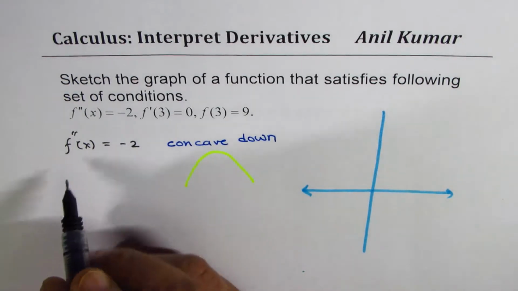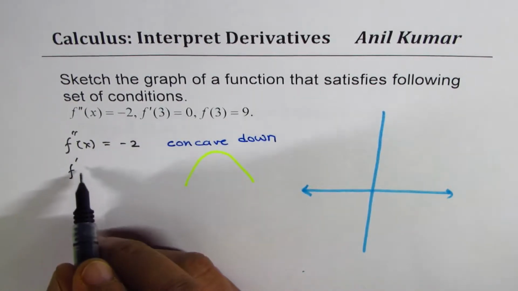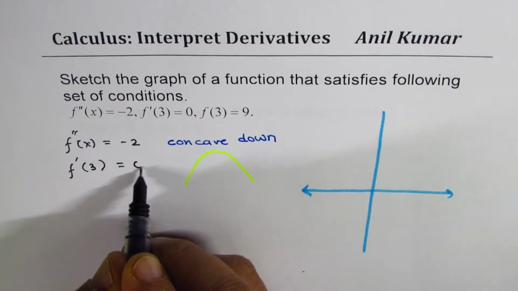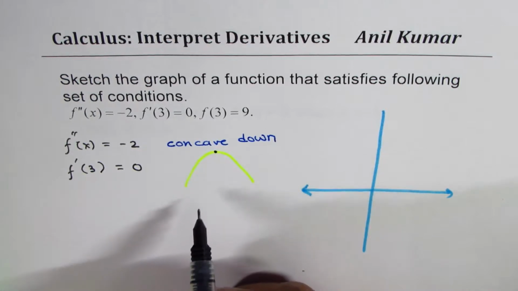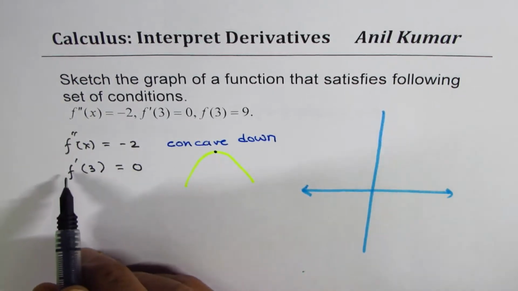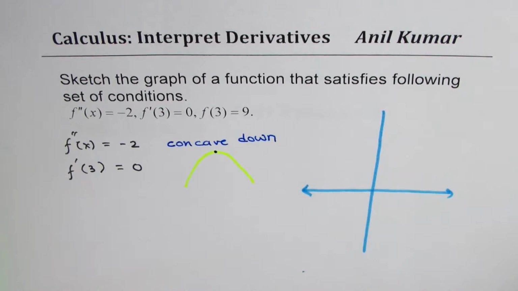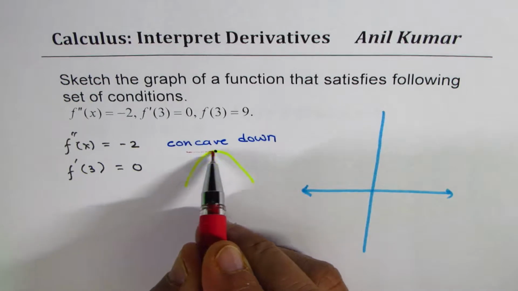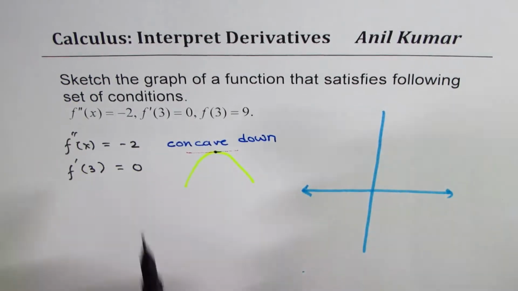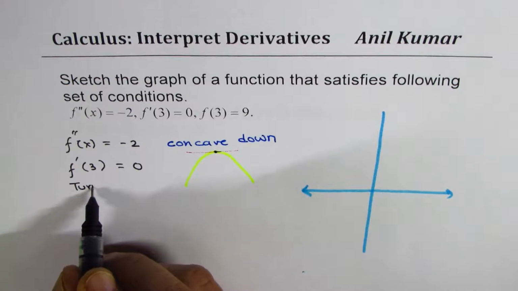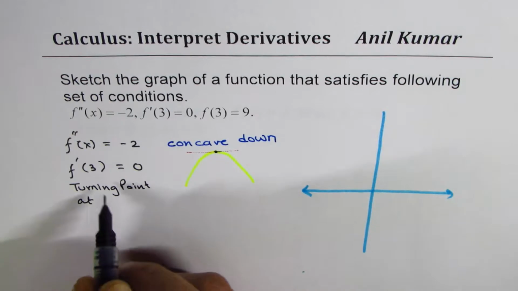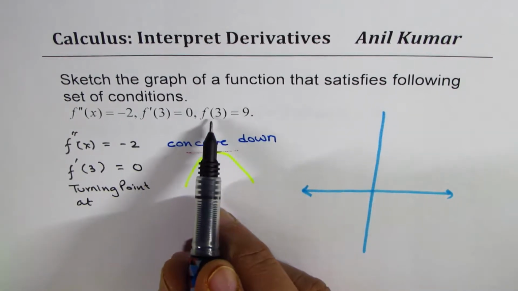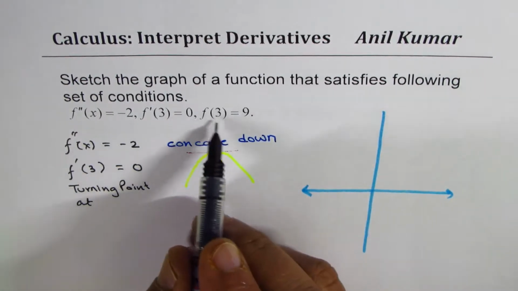The second is the derivative at 3 is 0. That really means that the turning point is at 3, right? So that means the horizontal tangent at x equals 3. So think about this as a turning point at x equals 3, and we are also given the value of f of 3 is 9, right?